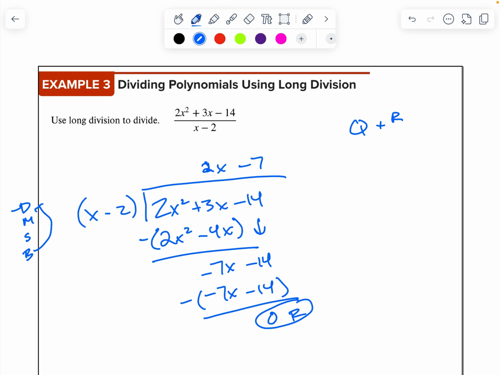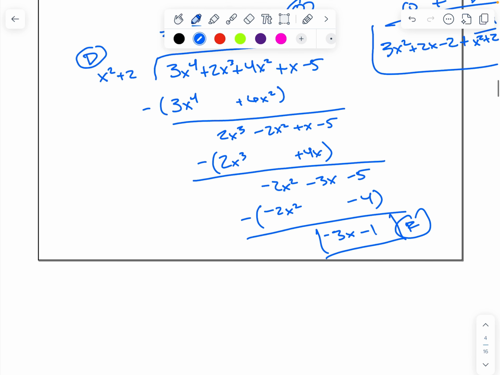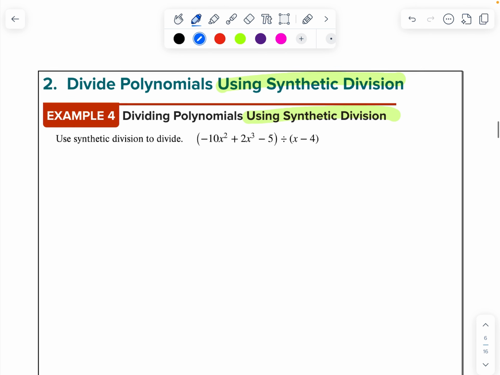And so when I write my answer, quotient plus remainder over divisor, if this thing is 0, I can leave off this entire fraction part here. If that's 0, I don't have to write that in. So my answer is just going to be 2x minus 7. Because 0 over anything just turns to 0. That's why I can mark out that fraction term. You really are hoping that you get a 0 remainder. If you get a 0 remainder, that means that it divided evenly. You don't always get a 0 remainder, as we saw in these last two problems, but that's what you hope for.